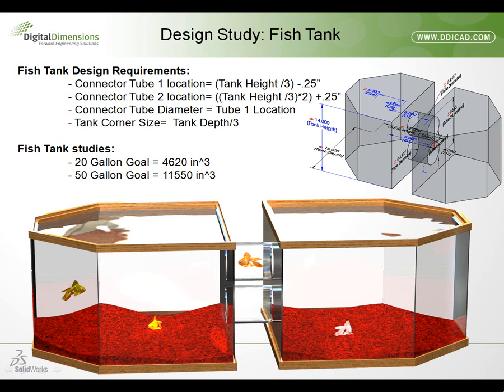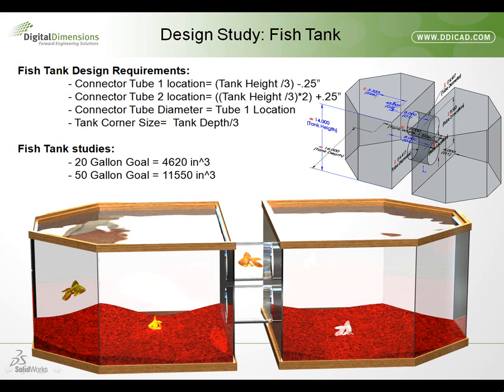I want to base the location of these connector tubes upon the height of the tank divided by 3. In addition to that, I want to take into account the wall thickness of those connector tubes, which is going to be 1/8 inch. And I'm going to want a clearance between these connector tubes. So I'm actually going to shift the position of these tubes based on double wall thickness.